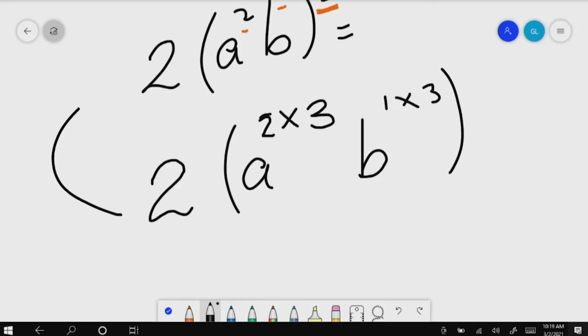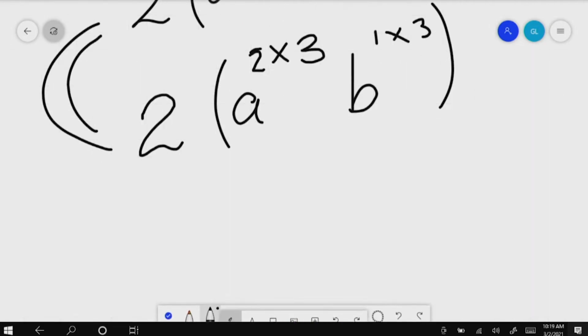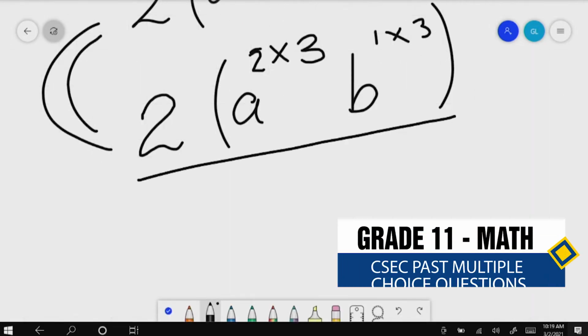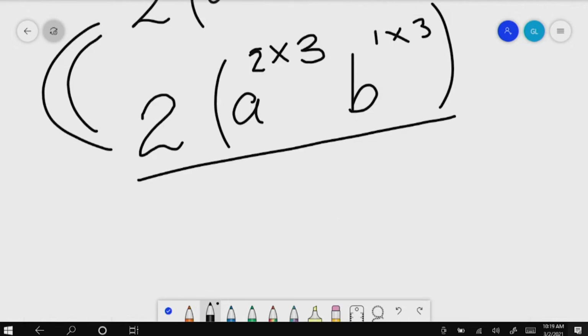So this here is equivalent to this in its expanded form. In simplifying, what is 2 of A raised to the second power times 3, B raised to the 1 power times 3, this would have given us 2 of A to the 6 B cubed. So our solution for this question is B.